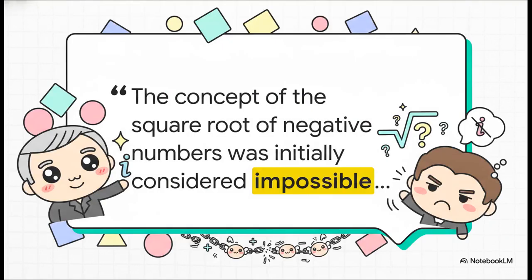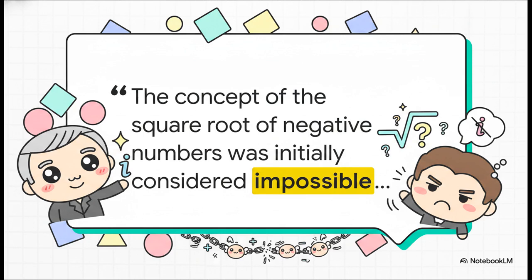But even brilliant historical minds had their blind spots. Initially, the concept of the square root of negative numbers was vehemently rejected. In fact, René Descartes actually coined the term imaginary as a literal insult. Yeah, he thought these numbers were completely useless, nonsensical garbage.